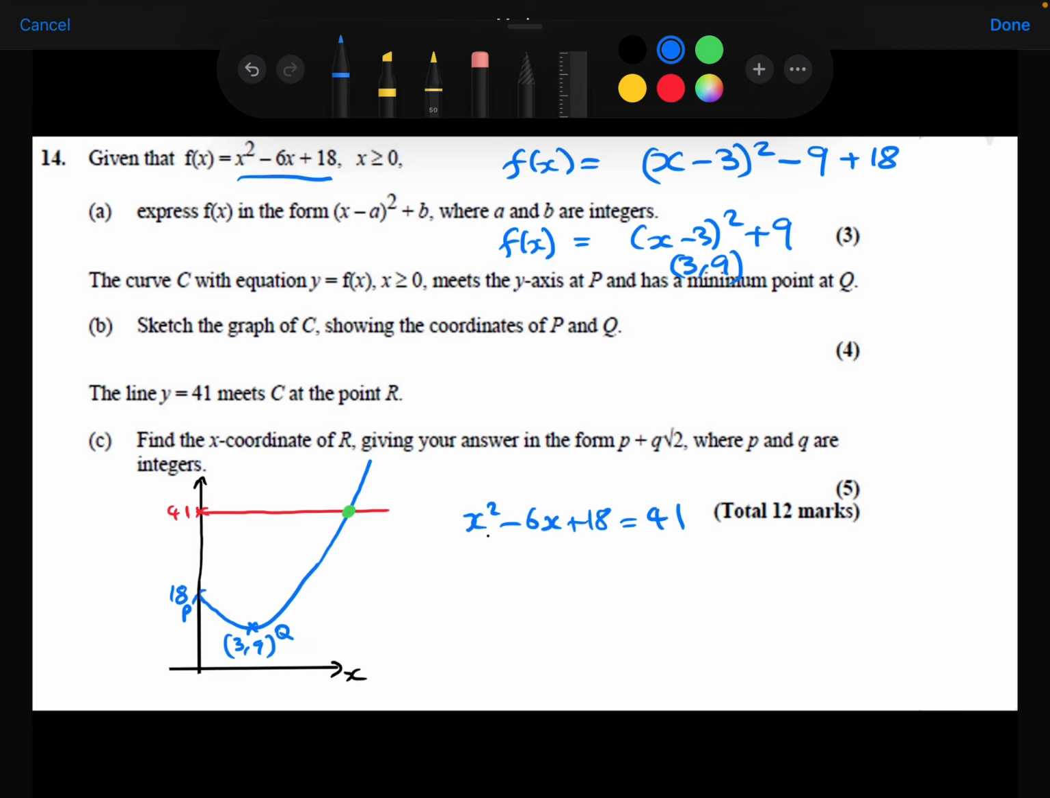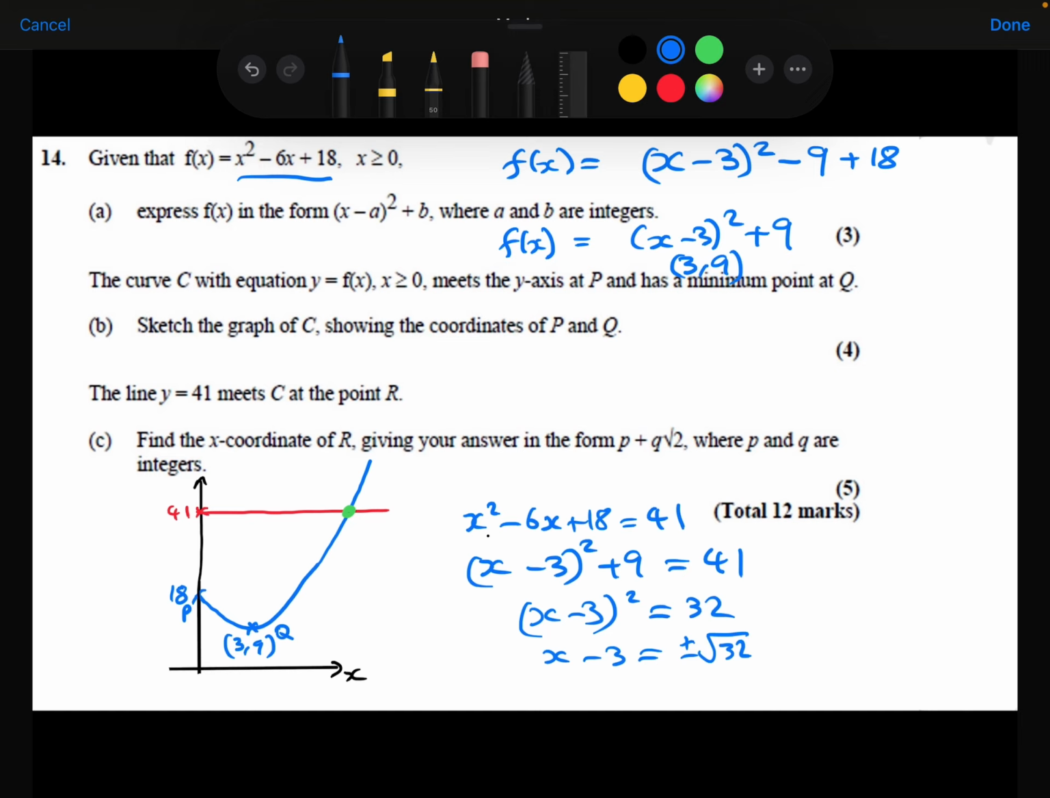So to solve this, I'm going to rewrite my quadratic in its completed the square form, because I think that's going to be a little bit easier for me to solve. So all I've done there is I've rewritten this in the completed the square form, because we know f of x can be written like that. Take the 9 off both sides, square root. So when I square root, I know I'll get plus or minus root 32.